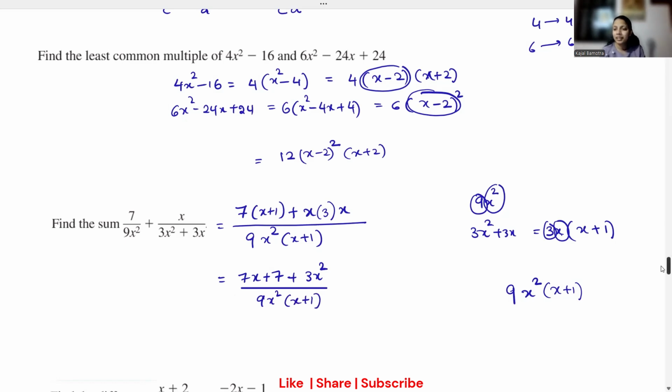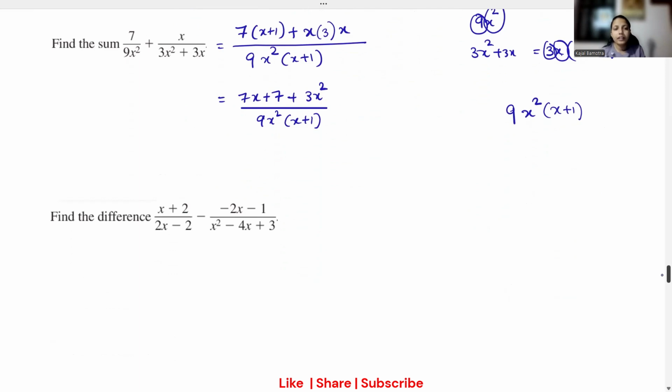Next, we have to find the difference. Again, let's find the common denominator. 2x minus 2, I can take 2 common, so x minus 1. Another is x square minus 4x plus 3. What are the factors? The factors will be x minus 3 and x minus 1.